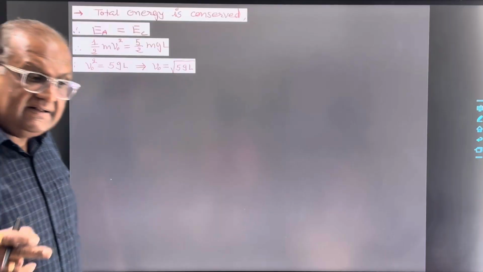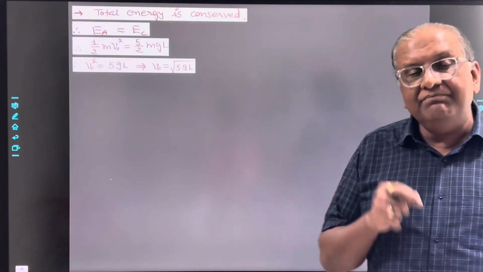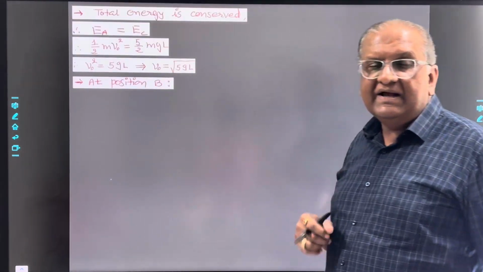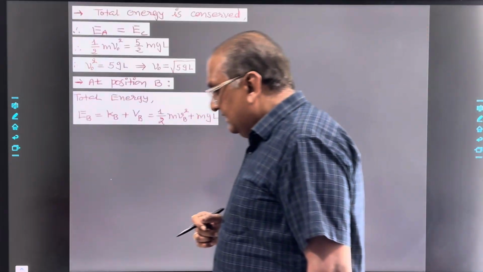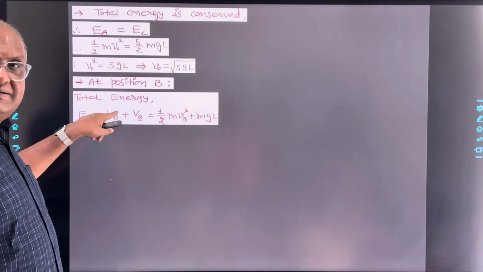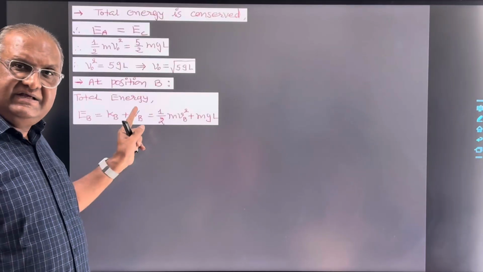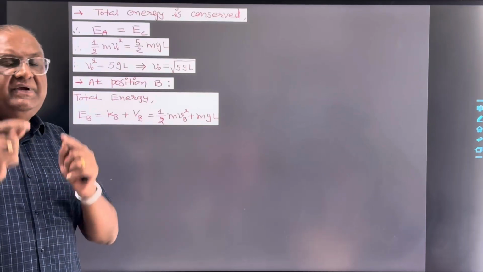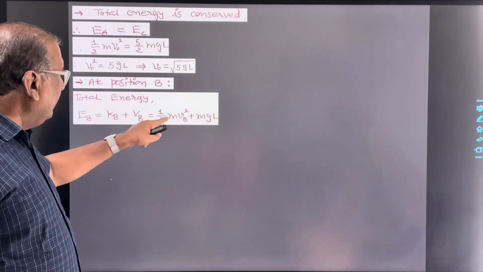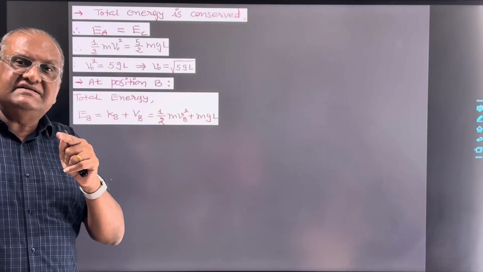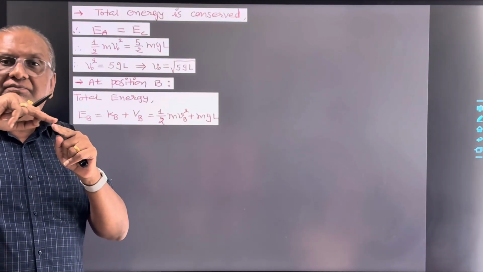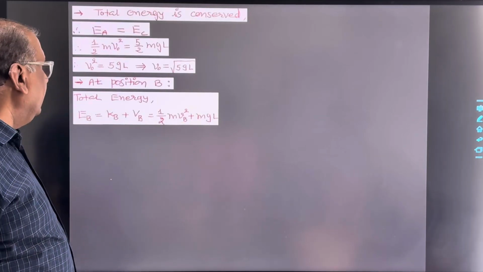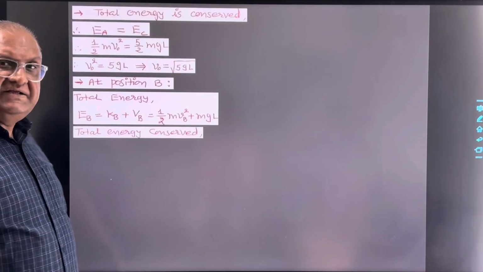Now we have to find the velocity or speed at point B. So consider point B. At position B, the total energy EB equals kinetic energy at B, KB, plus potential energy at B. Suppose at position B the speed is VB, so kinetic energy is half m vb square. And when it reaches B, the height from the reference position is L, so potential energy is mgL. Now total energy is conserved.